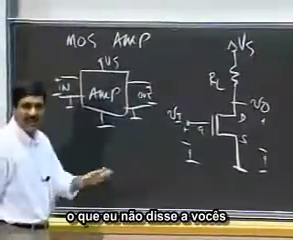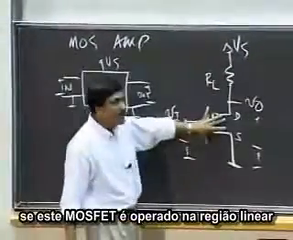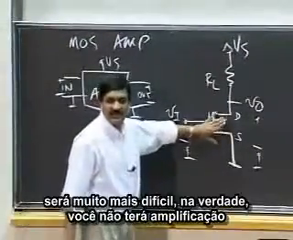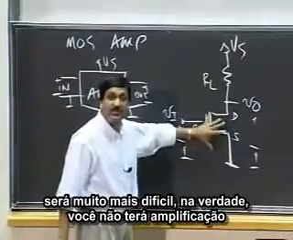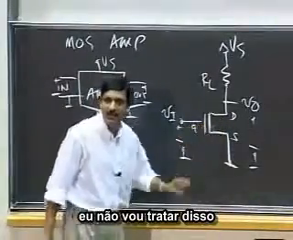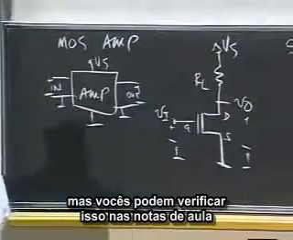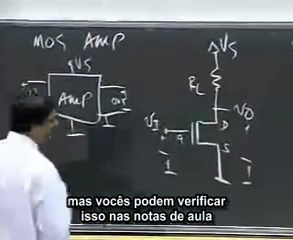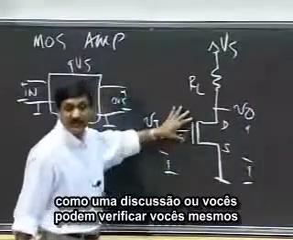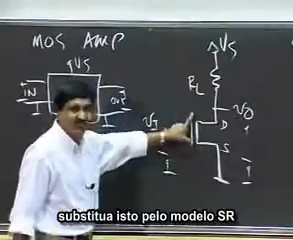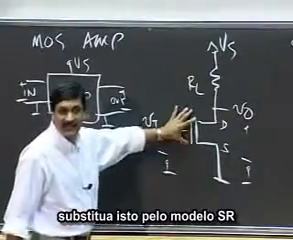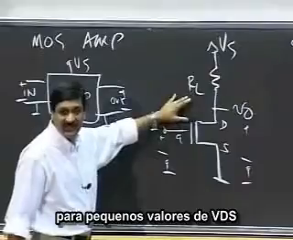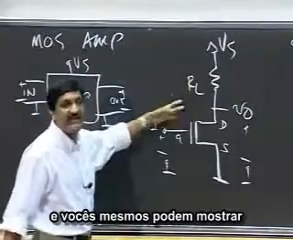What I haven't told you is that if this is operated in the linear region, it's much harder. In fact, you do not get amplification. I won't cover that, but you can check it out in your course notes as a discussion, or you can try it out for yourself. Replace this with the SR model for small VDS, and you can show yourselves that you don't get any amplification.